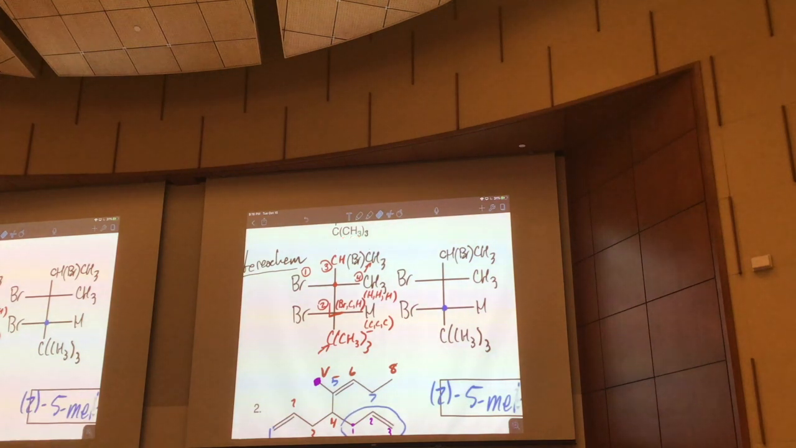Let me erase some of this so we have a little more room to see that. Okay, there we go. So now we have our priorities. What we're going to do now is draw an arrow from the number 1 to 2 to 3. We're going to ignore 4. Arrow 1 to 2 to 3, right? Is it clockwise or is it counterclockwise? Counterclockwise, which means R or S, means S. So we have S stereochemistry.